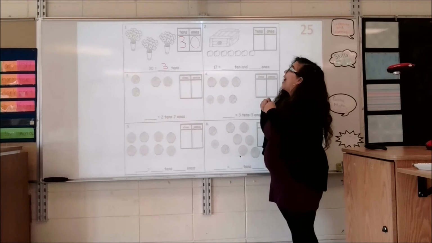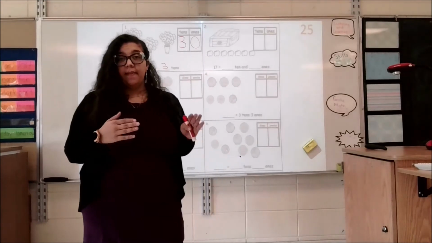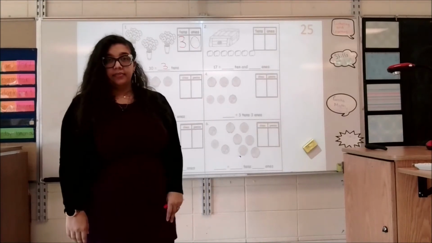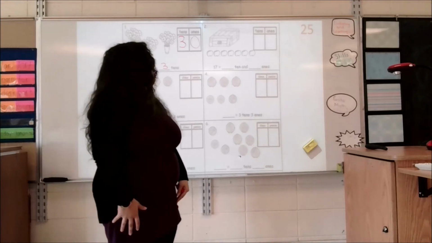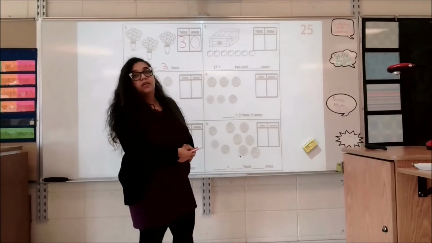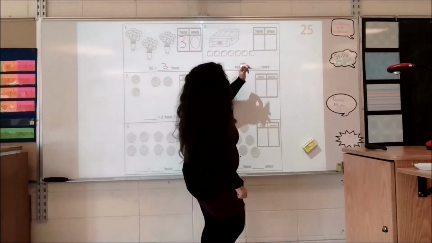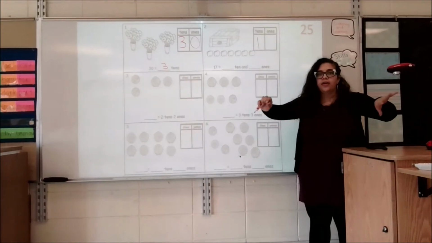All right, number 2. Number 2, we're looking at apples. We see a box. We cannot get inside the box. What are we supposed to understand by this being boxed up? That it is a group of 10. Good job. So there is how many groups of 10 presented here? There is 1 ten. And how many ones? How many apples are out and loose and about?